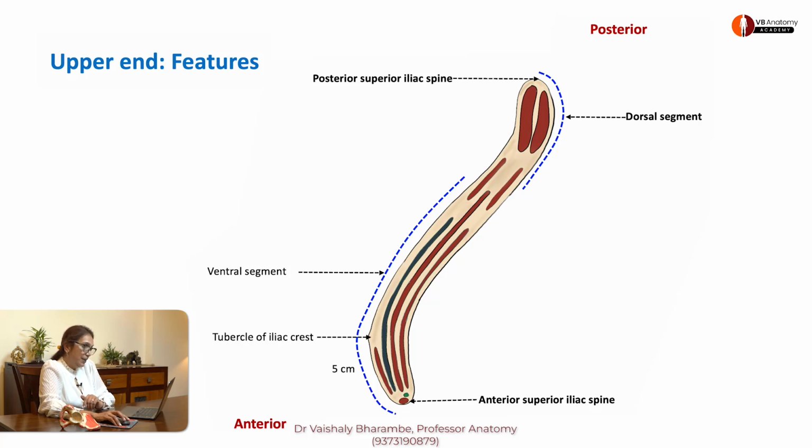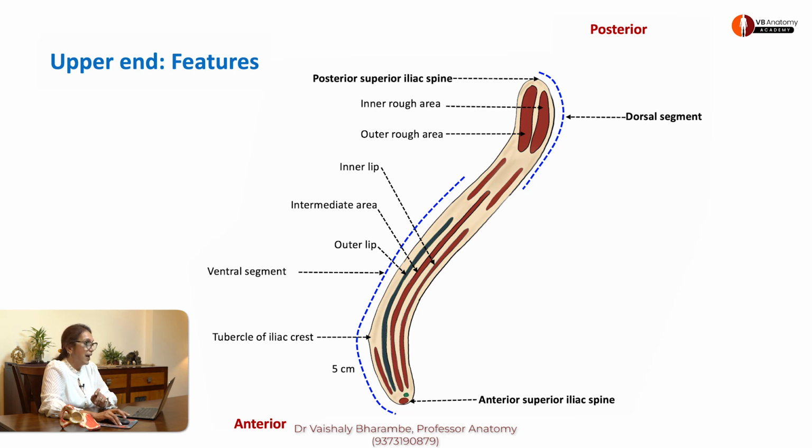Just in the ventral segment, 5 cm from the anterior superior iliac spine, you will find a tubercle of iliac crest. The rest of the ventral segment has an outer lip, an inner lip, and an intermediate area. Outer lip, inner lip, intermediate area in between. The dorsal segment has an outer rough area and an inner rough area. These are parts of iliac crest. Let's keep this on the screen and pick up the bone.